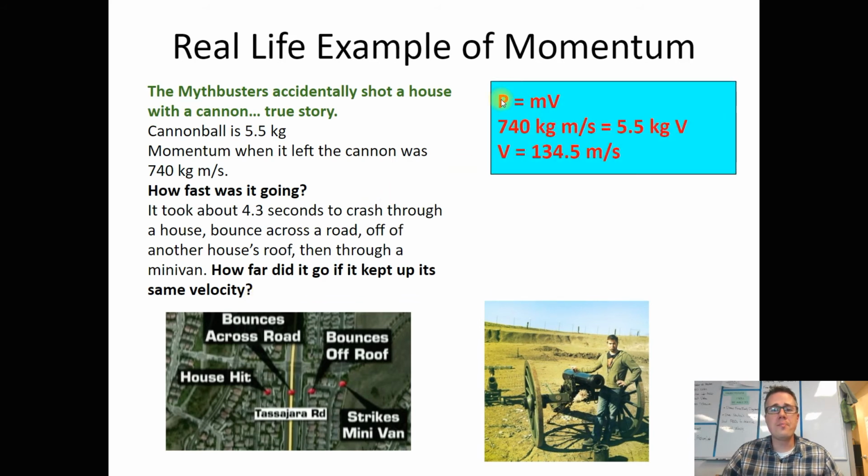So think about it like this. Our equation would be momentum equals mass times velocity, and they told us the momentum was this big, huge number, and they told us the mass. We could figure out how fast that cannonball was going, which was 134.5.